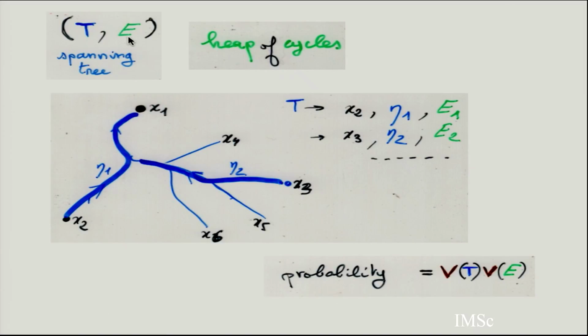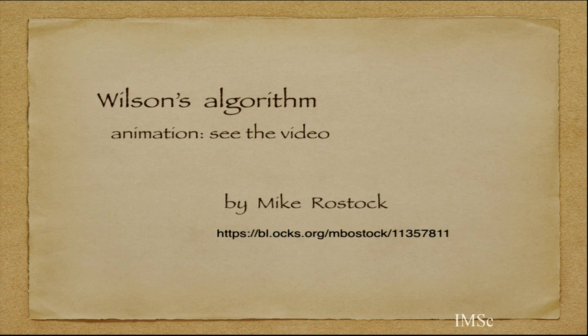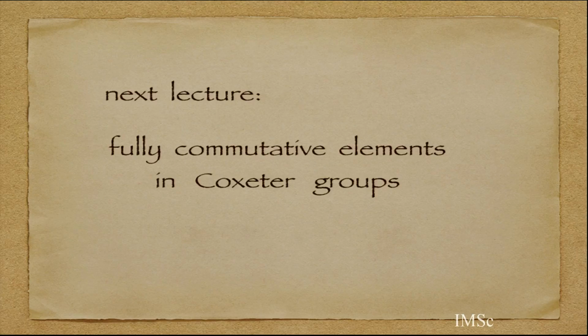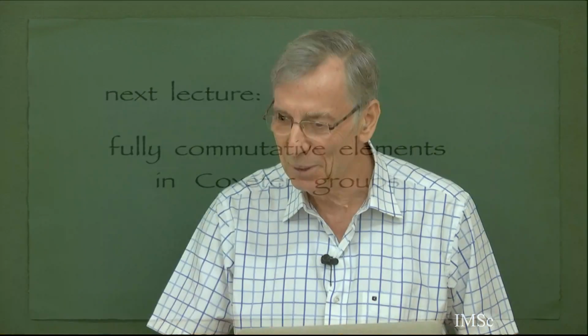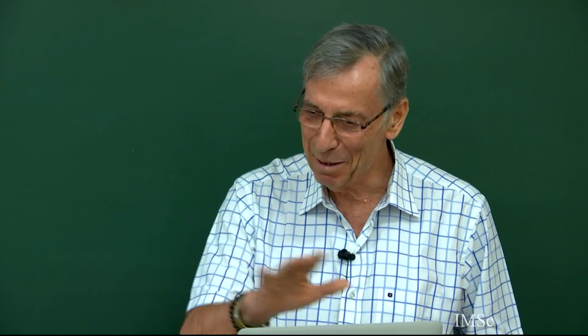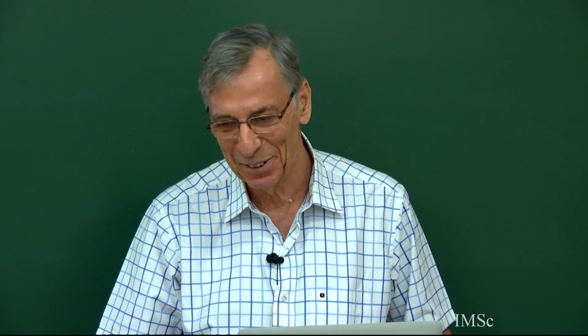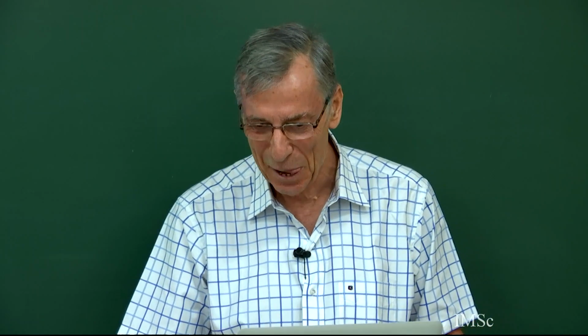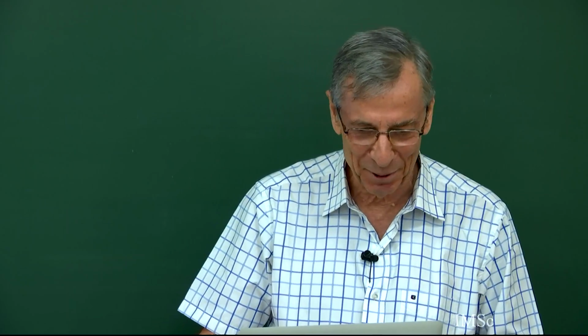Sorry to go very fast, but I want to finish this chapter 5. The next chapter will be fully commutative elements in Coxeter groups. I will do only one Coxeter group, the symmetric group. There are many papers on all the other Coxeter groups, but I cannot do everything there. So we'll have an idea of what all these other chapters are about.